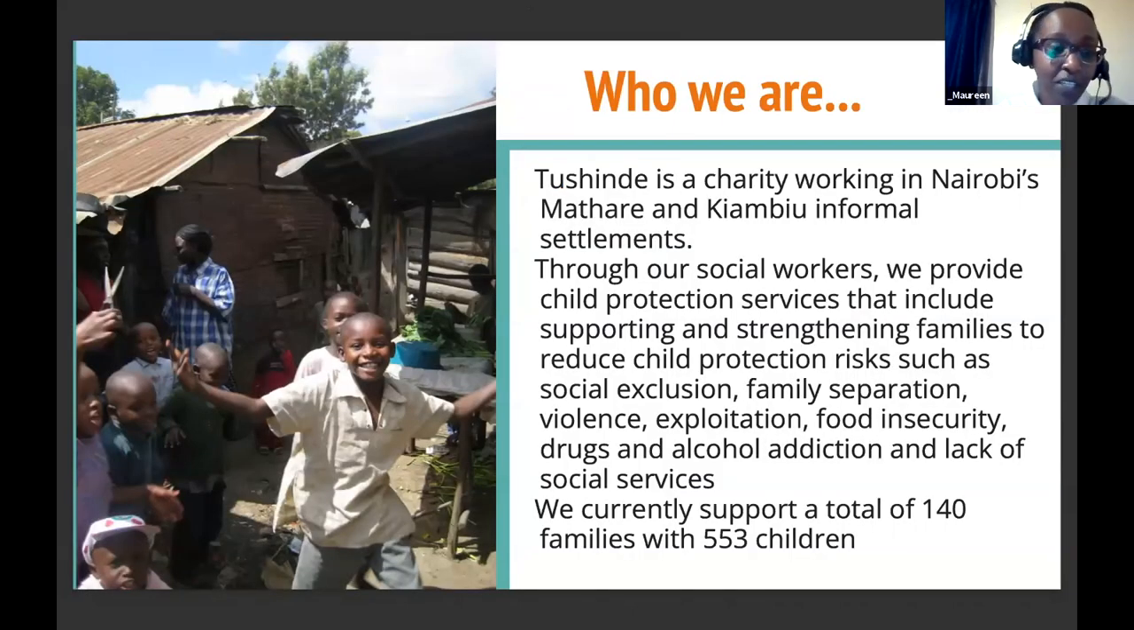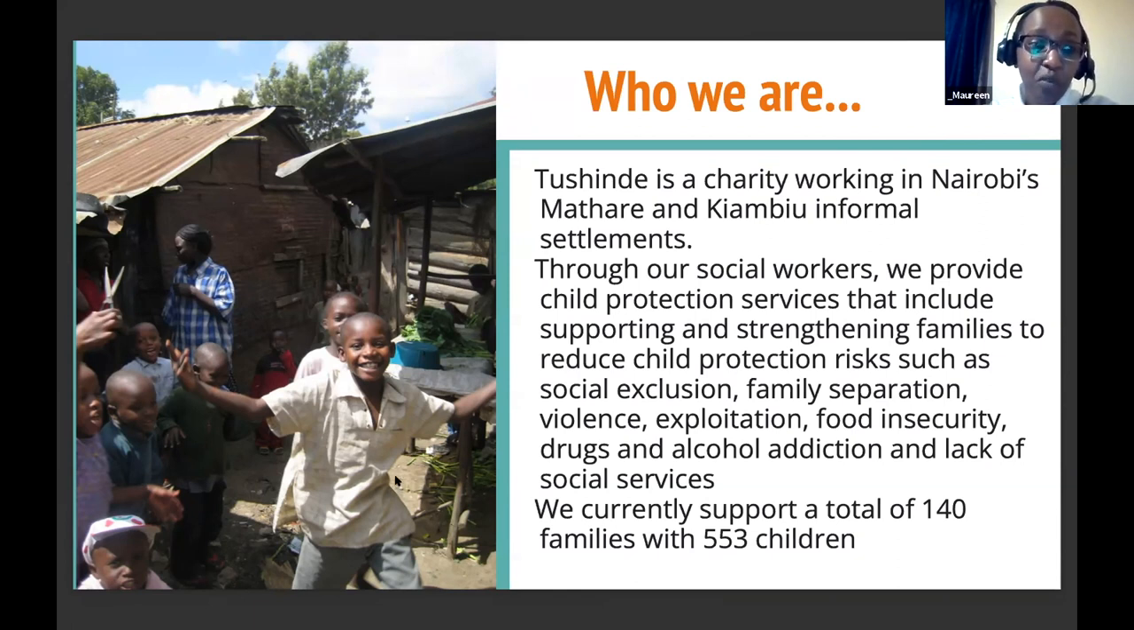Tushinde is a charity based in Nairobi, Kenya. We work in two informal settlements in Mathare and Kiambiu. In Tushinde, we believe that families should stay together and children should stay with their families. We are really not pro-institutionalization of children. So we work with our social workers to provide uniquely designed interventions for each family, with social protection being a key component of what we do. Our social workers provide child protection services to these families, which helps reduce risk factors such as violence, exploitation, and food insecurity that are quite common in the informal settlements. We currently support over 140 families and 553 children, to be precise.